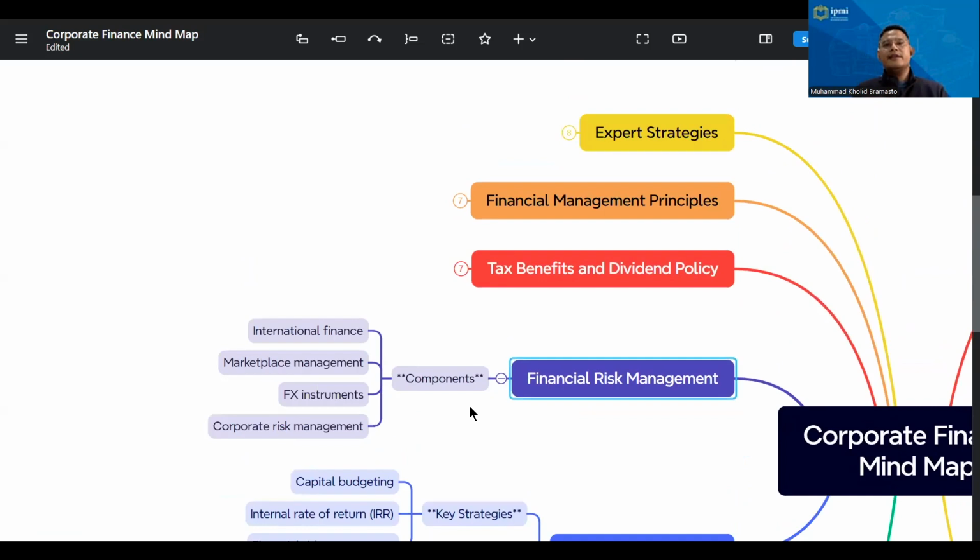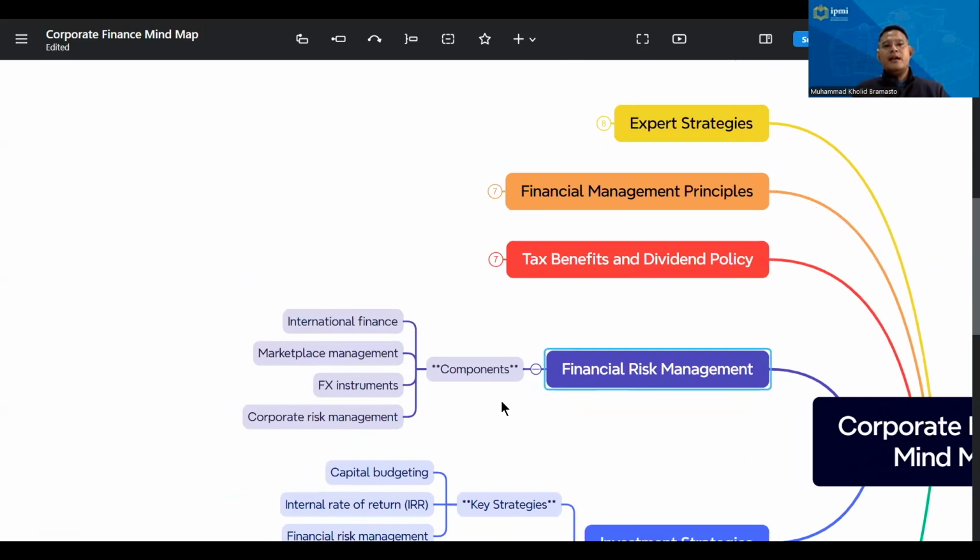And then in financial risk management, navigating the complexities requires a deep understanding of several key areas, which include international finance. The global economy is interconnected. An event in one country can have effects across the world. Understanding international financial markets, exchange rates, and geopolitical risk is essential for managing a company's exposure to global economic fluctuations.